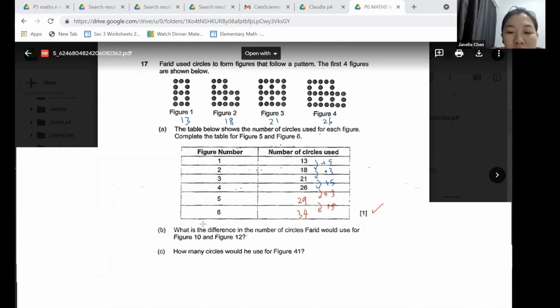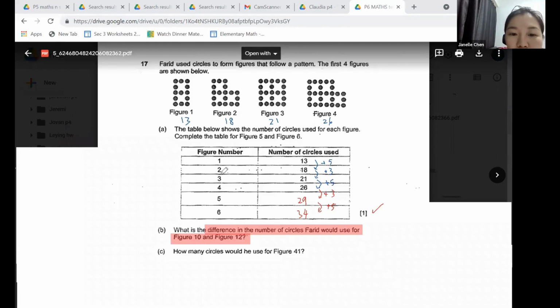They ask for the difference between the number of circles that Fario will use for figure 10 and 12. Those who cannot do n term can list them down, but there's a shorter way for this. What they are asking here is just figure 10 and 12, so basically it's alternate figures. Let's study the alternate figures instead of listing anything or using any n term. Let's look at this one.